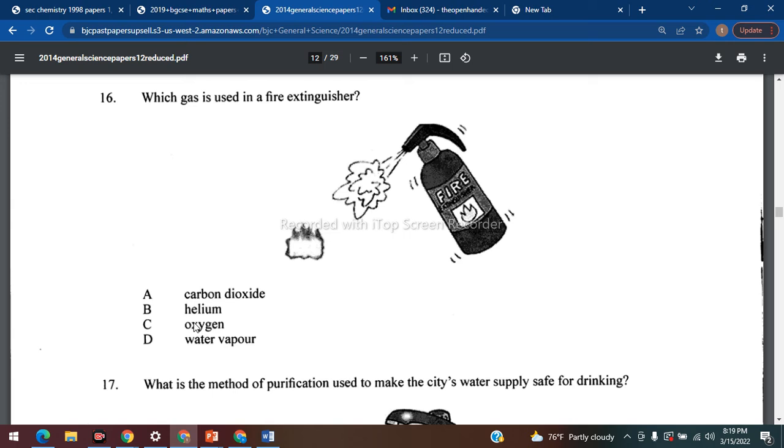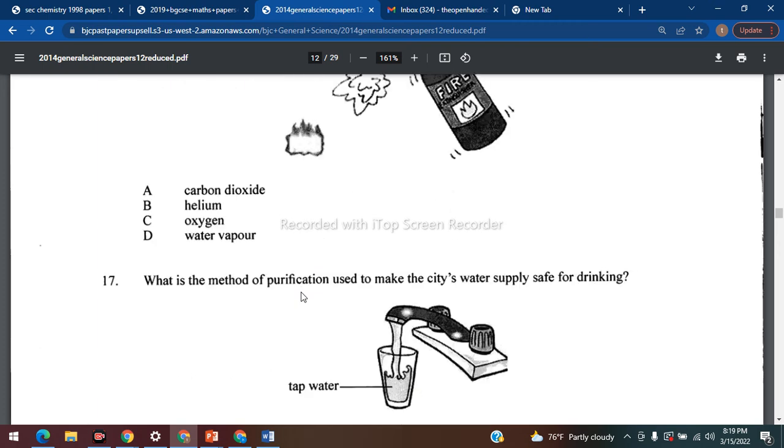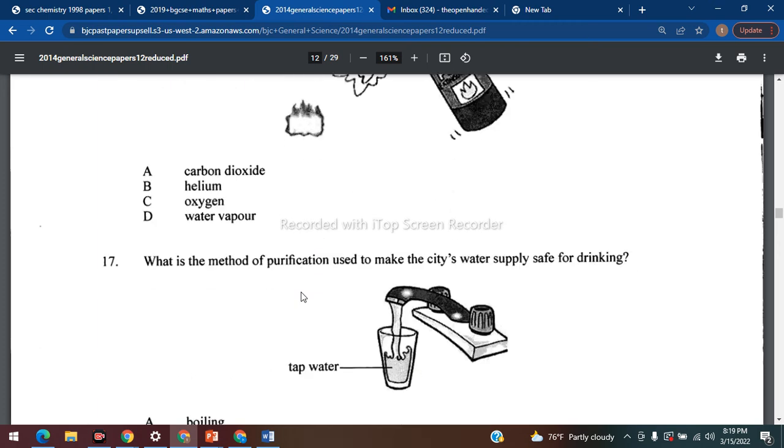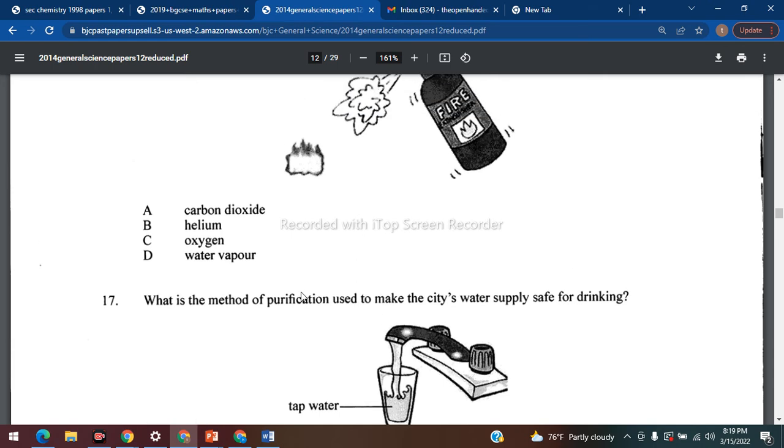Because oxygen would help with combustion, right? Oxygen feeds the fire. Isn't it a main component of fire? Yeah, it helps it, right? So oxygen is going to give it life basically. So we don't want to add more oxygen. We want to put more carbon dioxide into it. So the air you breathe out of your body, that's what they use to put out fire. Because that's carbon dioxide.